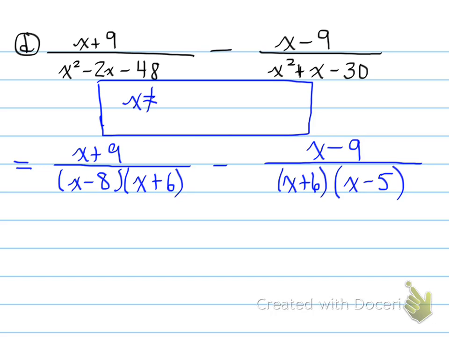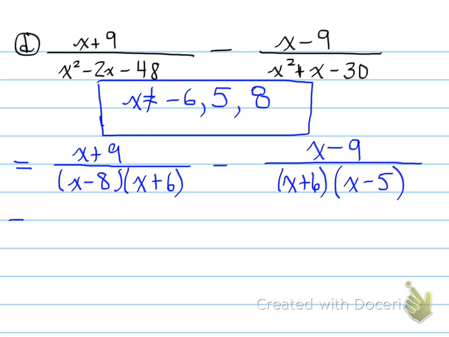x cannot equal what values? Well, starting over here, 8 and negative 6, and 5. So let's put them in order: negative 6, 5, and 8. In order, and you do not repeat any restriction.